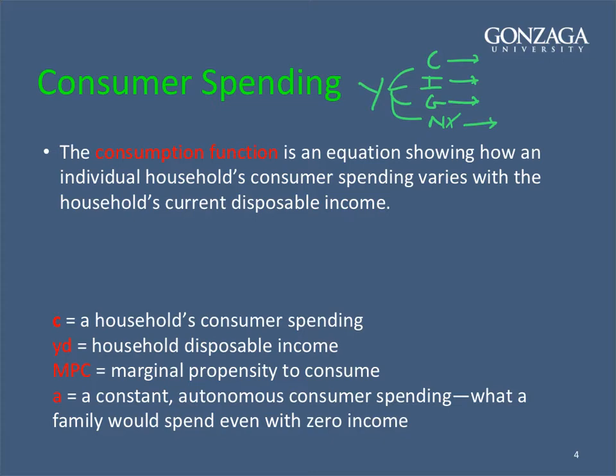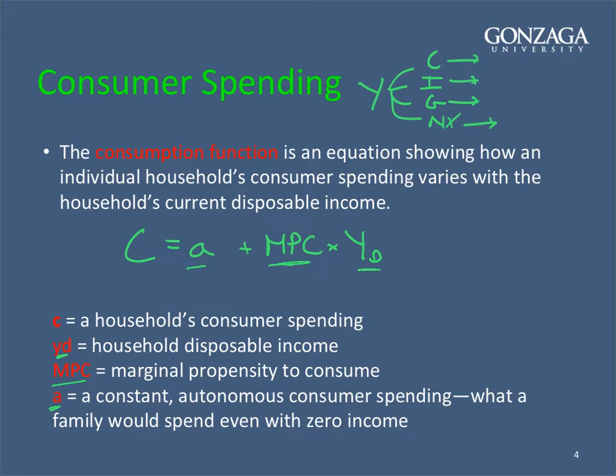To start, we're going to make a really simple equation. We're going to say consumption is C equals this equation. This equation says consumption equals A plus MPC times YD. C is consumption. YD is disposable income. MPC, we learned in the last module, is our marginal propensity to consume. And A here is what we call autonomous consumption. I'll talk about that in a second.